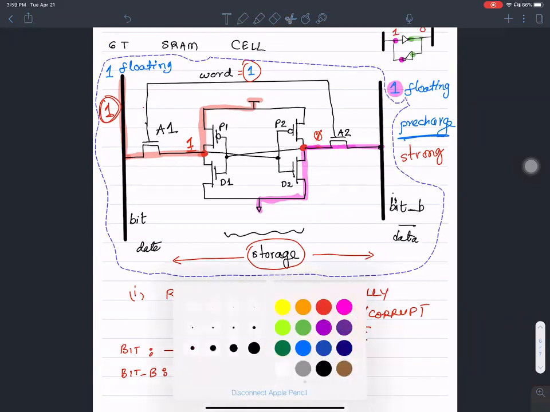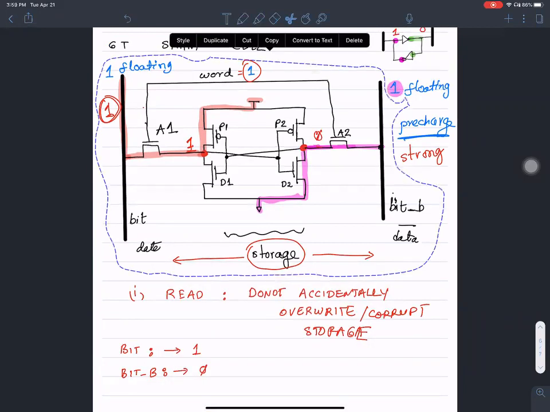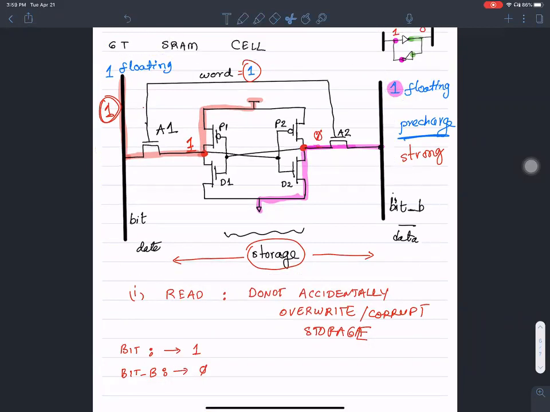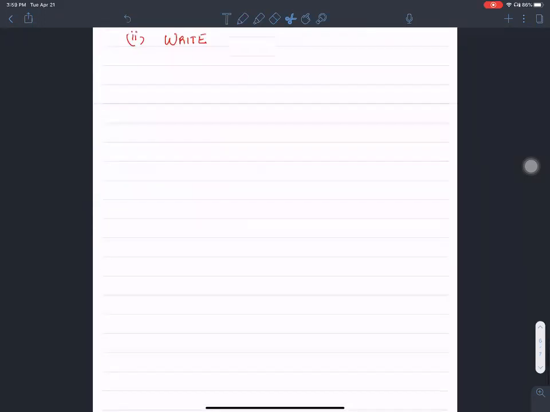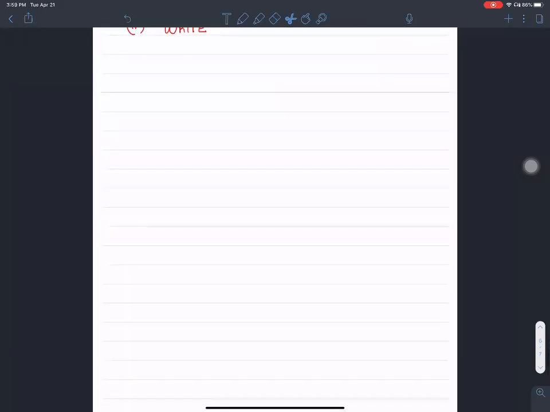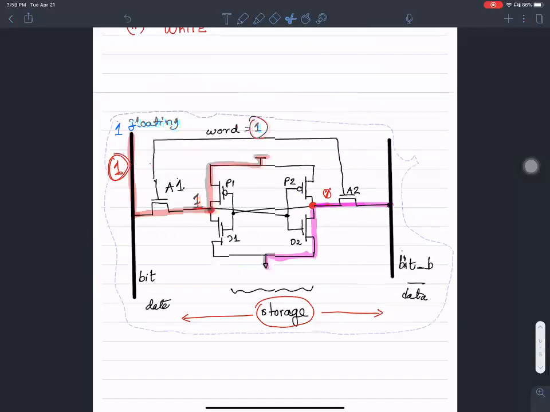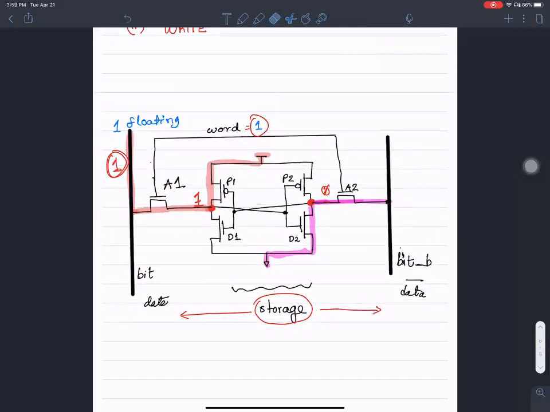So what we are doing is a read operation here. Let's see how we can do a write operation, a write operation for the exact same cell. Let's get rid of all of this coloration here. So, write operation on the memory cell.